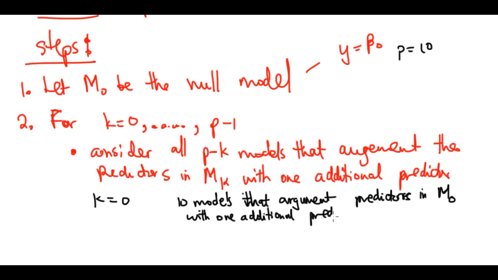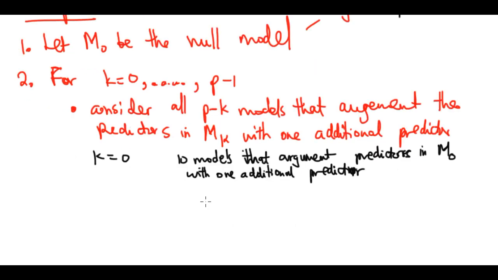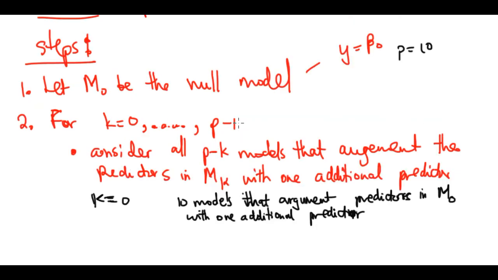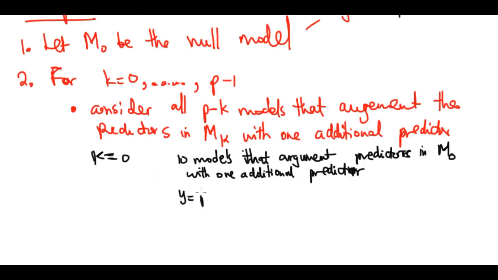So basically, when it talks about augmenting, it's saying, all right, we are on step number 0, k equal to 0. We already have a model, y is equal to beta naught. That's the model that we have. So consider all 10 that augment this M naught model with one additional predictor. It's basically saying just add one additional predictor to the model that you already have from the previous step. Simple as that.